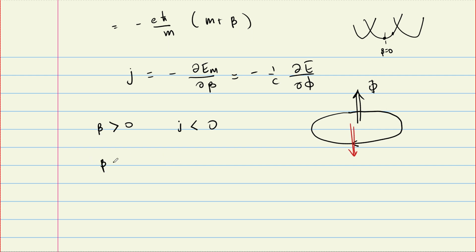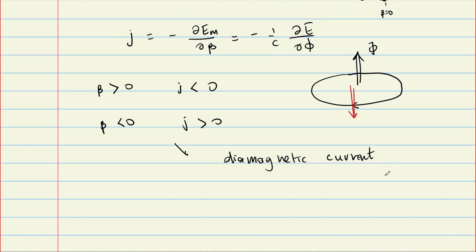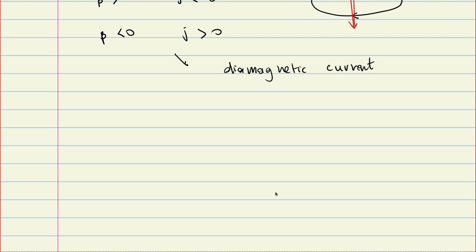That's why we call this, and we can do it with the other sign too. If beta is negative, then j is going to be bigger than 0, and we call this a diamagnetic current. Okay, so that was a small exercise to see what happens in the presence of a vector potential.